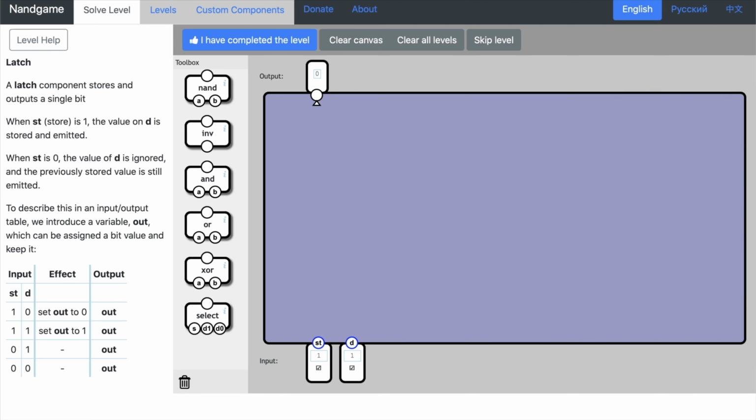Whoops, let me get my window out of the way there. Okay, so to build a latch, if I remember this correctly, all we need is a mux. So what do we have here? We have a store bit, which is going to tell the latch to store and emit that value. If store is 0, then the data value is completely ignored, but we still emit the previous value. The store bit is pretty clearly the select input on our mux, because that's going to determine what the behavior is. So if store is set to 1, then we want to both store and emit the value D.